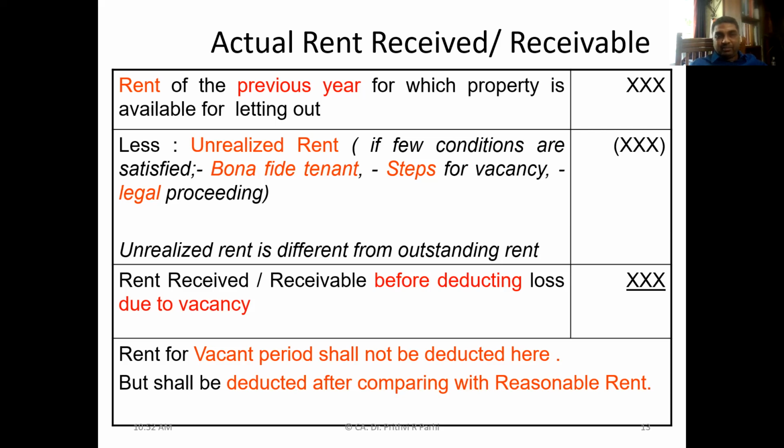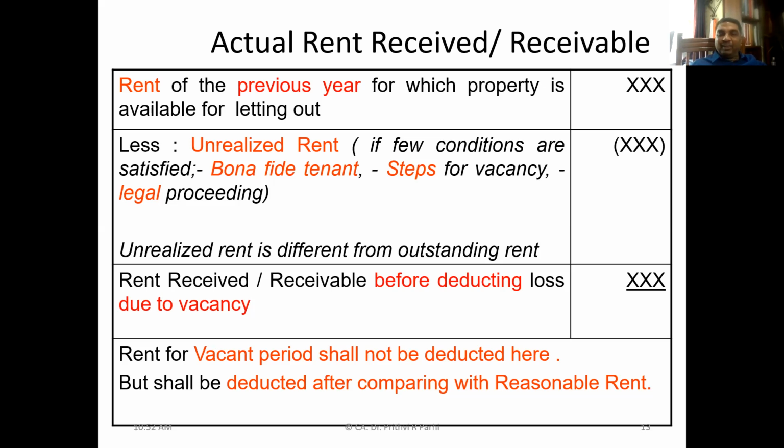Are you getting me? So from that annual rent, unrealized rent will be deducted. You'll be getting the rent received or receivable before deducting loss due to vacancy. If the property is vacant during part of the year, there is a loss as regards actual rent, but that will not be considered at this point. So for the time being, forget about that loss due to vacancy. Rent for the vacant period shall not be deducted here.